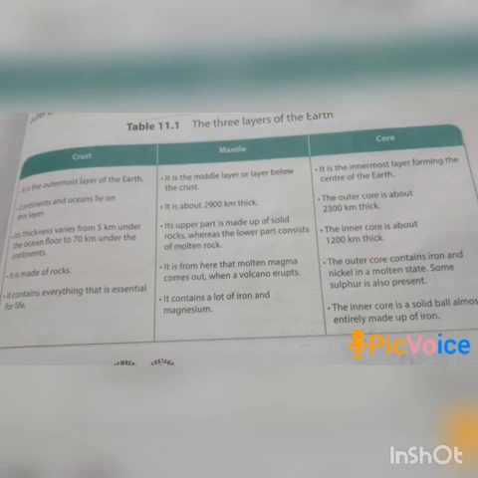The outer core contains iron and nickel in a molten state. Some sulfur is also present there. The inner core is a solid ball almost entirely made up of iron. The core is divided into two, the inner core and outer core. Outer core contains iron, nickel and sulfur. Okay, the inner core consists of iron.